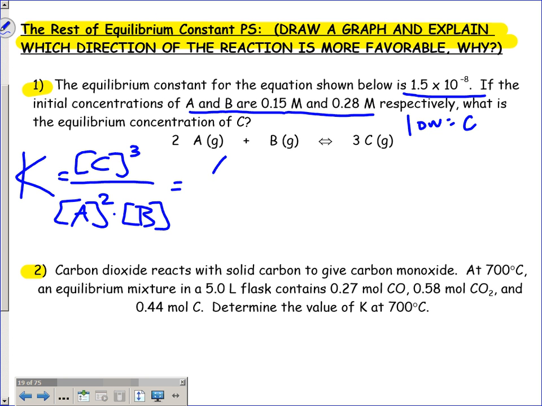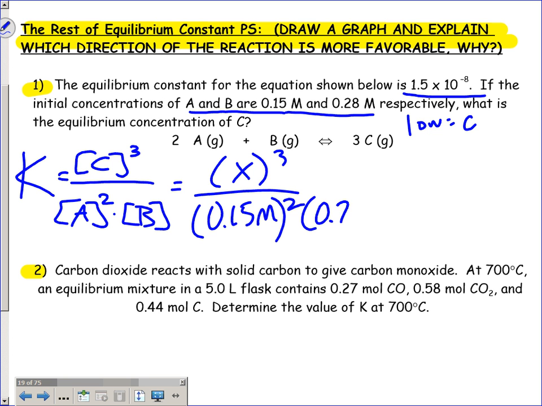So my C value is x. My values for A are 0.15 molar squared and 0.28 molar to the first. That's equal to my K value given to me of 1.5 times 10 to the negative 8. Tell me how you would solve this. Do not say solve in your calculator. I want to hear some math first.